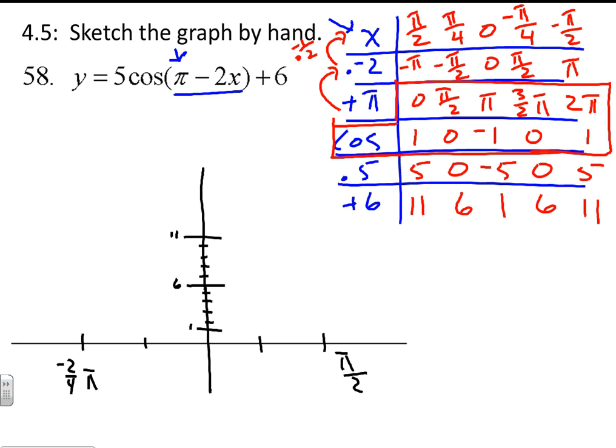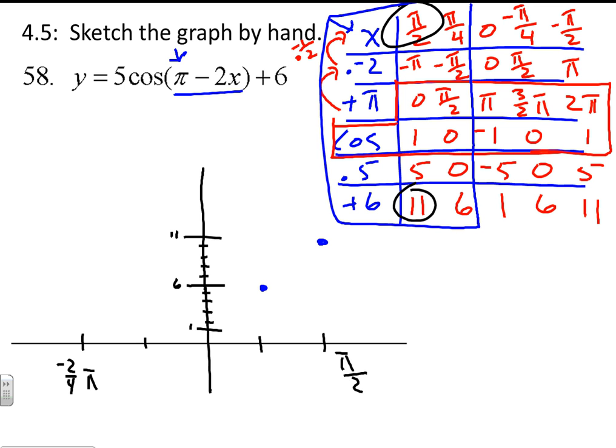So at pi on 2, see it? Pi on 2, I'm up at 11. And at pi on 4, I'm up at 6. But I said before, we only really need that if we have an understanding. Where does cosine normally start? Y equals cosine of x starts here, to there, to there, to there, to there.